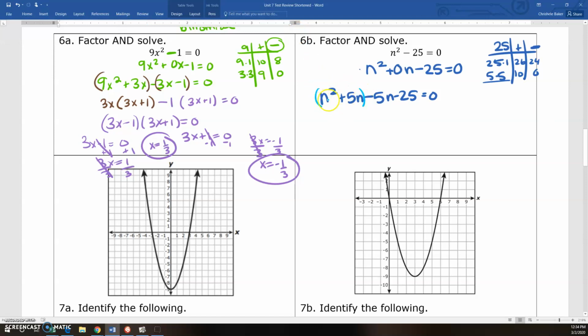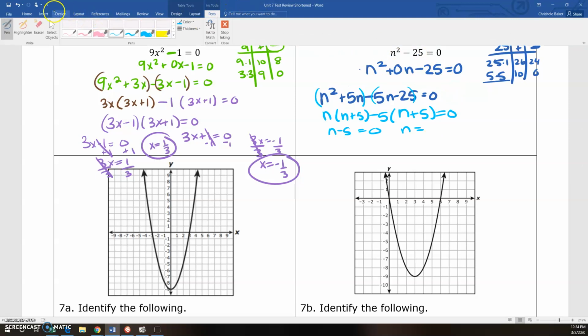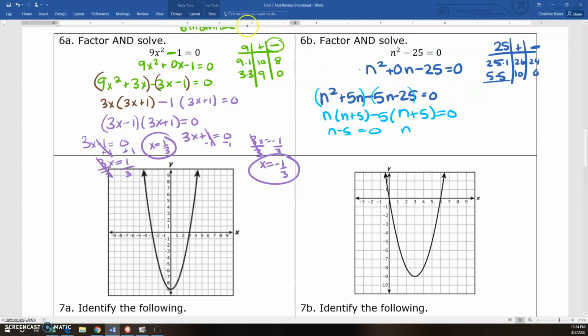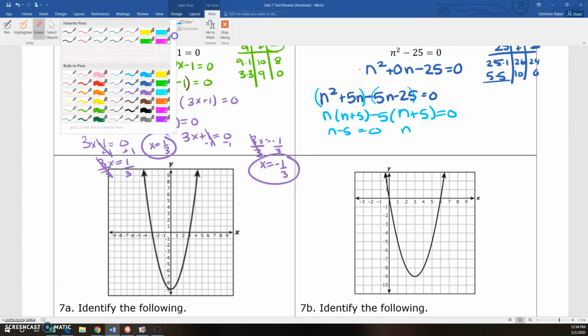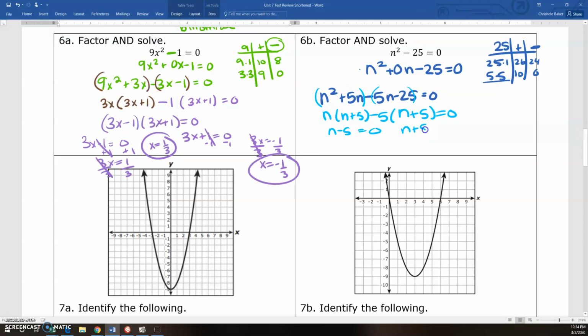Factoring by grouping, my GCF here is n. Both of these terms are negative, and they're both divisible by 5. So my two factors are n plus 5 and n minus 5. So add 5 to both sides. Subtract 5 from both sides. And my solutions are 5 and negative 5.